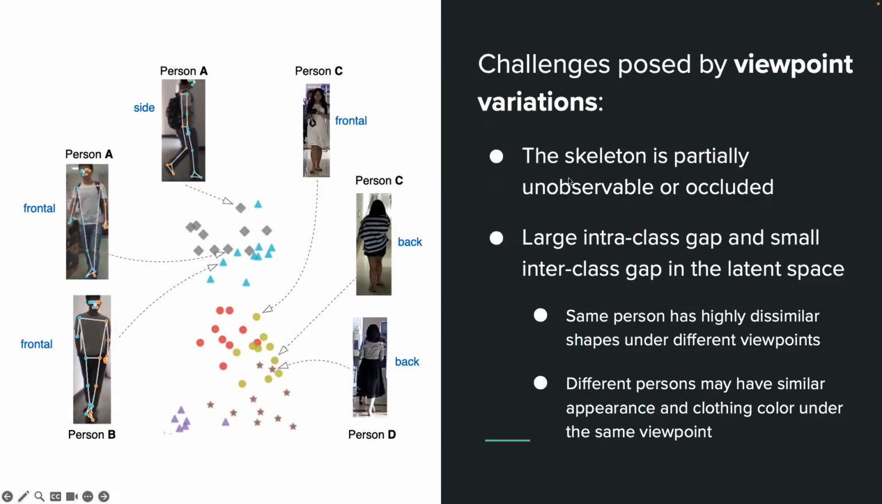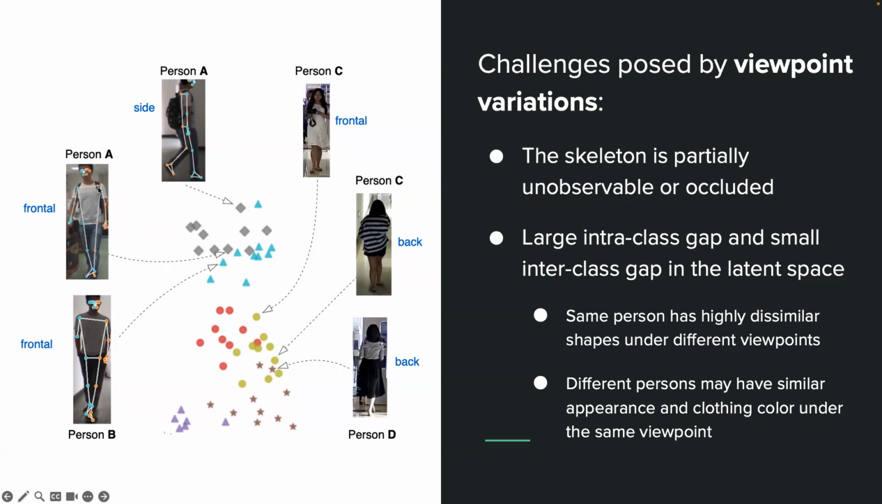However, viewpoint variations pose a lot of challenges for using skeleton-based pose. First, for example, with the side viewpoint, the skeleton is partially unobservable or occluded, which leads to ambiguous shape. And second, viewpoint changes lead to a large intra-class gap and a small inter-class gap in the latent space. For example, the same person A has highly dissimilar body shape under different viewpoints, which leads to far away feature embeddings in the latent space.